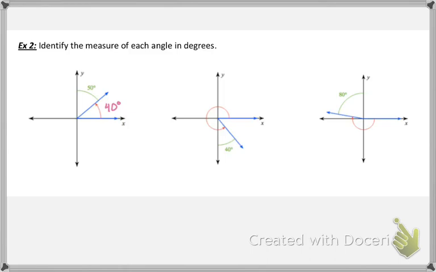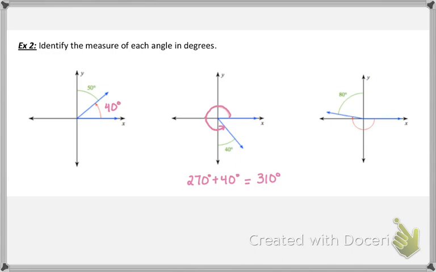Okay, and then same thing here. I know that to go from here to here, that's 180, and then 90 more will give me 270, and then 40 degrees more as shown by that little green measurement. So the measure of this angle is going to be 270 plus 40 degrees more. That's going to be 310 degrees.